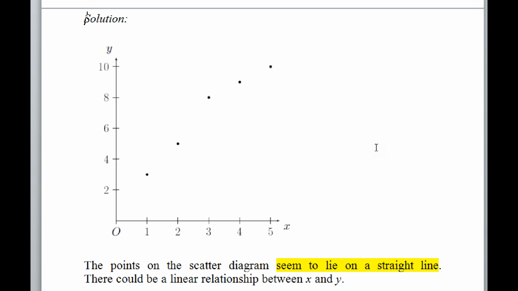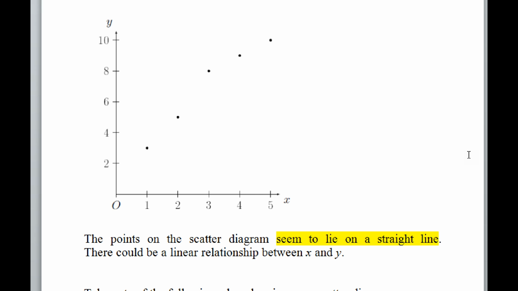Look, the points on the scatter diagram seem to lie on a straight line. Seem to. Look, upward trend. Seem to lie on a straight line, this straight line. So there could be a linear relationship without actually doing any math. It's just plotting. Not bad, what? There seemed to be a linear relationship.